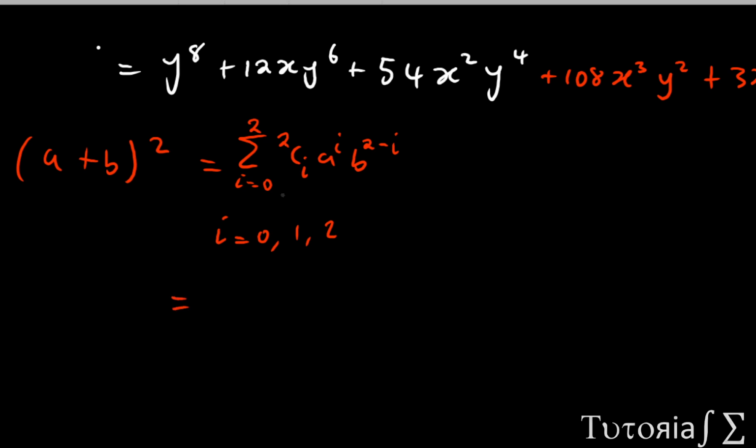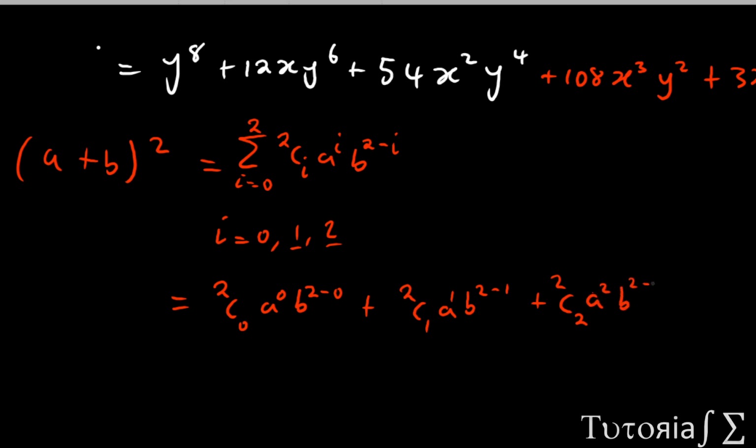Then we start putting in the values. When i is 0, that will be 2 choose 0, then a to the power 0, times b to the power 2 minus 0, which is just 2, plus when i is 1, that will be 2 choose 1 times a to the power 1 times b to the power 2 minus 1, plus 2 choose 2. This will be our last one. a to the power 2, b raised to the power 2 minus 2.